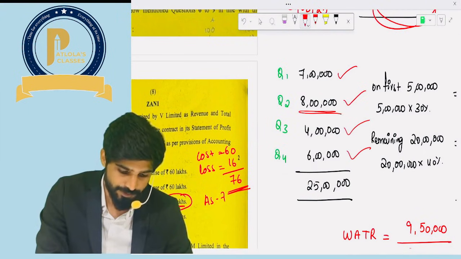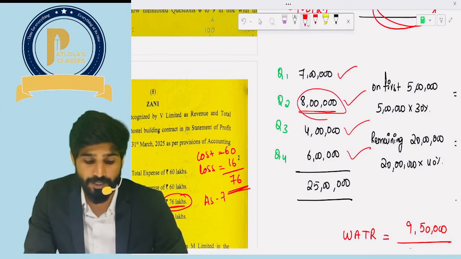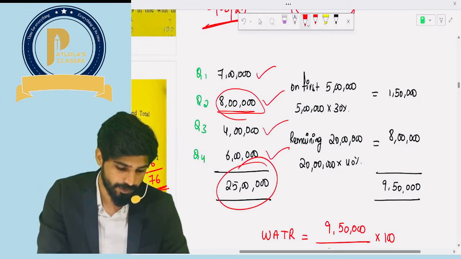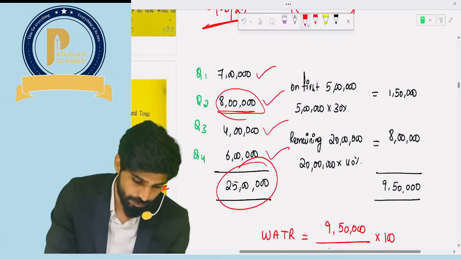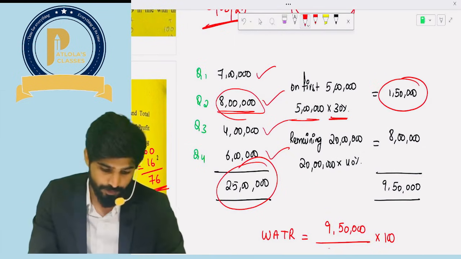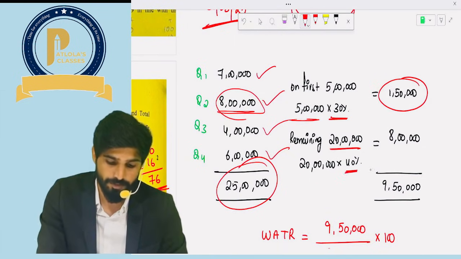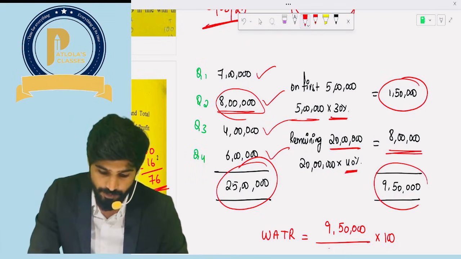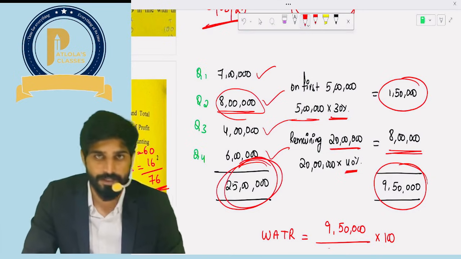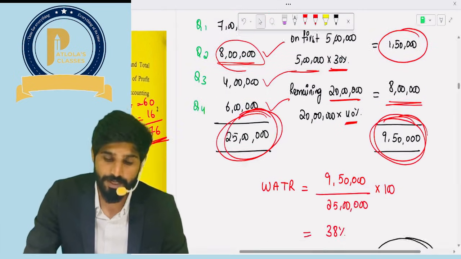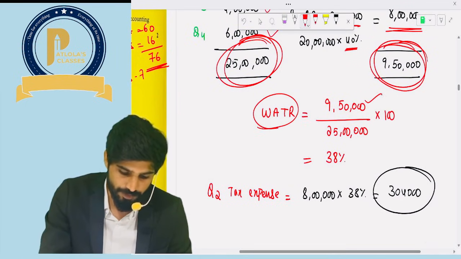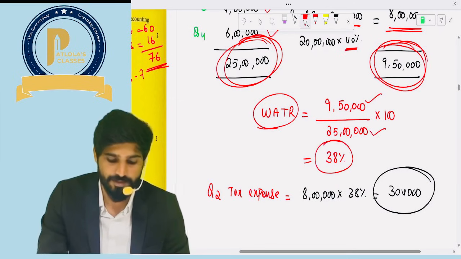Since it is more than 5 lakhs in second quarter, we can't directly apply 40%. We need to calculate something called as weighted average tax rate. So how much is total estimated income? 25 lakhs. Let us calculate the tax on that. On first 5 lakhs, 30%, which gives an amount of 1 lakh 50,000. On remaining 20 lakhs, it will be 40%, that will be 8 lakhs. So estimated total tax will be 9 lakh 50,000. On 25 lakhs of income, you are paying a tax of 9 lakh 50,000. So let us calculate a percentage. The weighted average tax rate is 9 lakh 50 divided by 25 lakhs into 100, that is 38%.